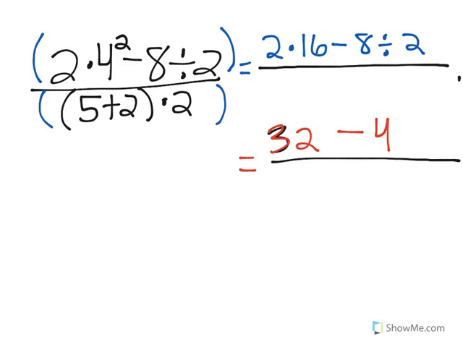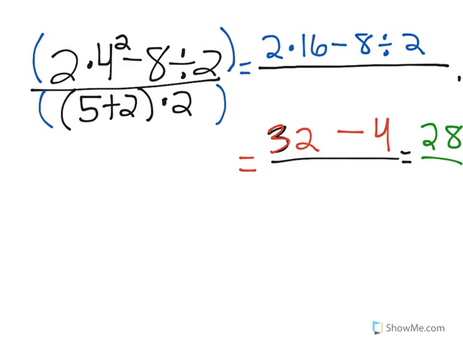So essentially the top is just saying 32 minus 4. And then at this point you may realize 32 minus 4 is 28. So that means the top of our fraction equals 28. Okay, so now we've done the top of the fraction, we can now do the bottom of the fraction. So let's turn our attention to the bottom of the fraction.